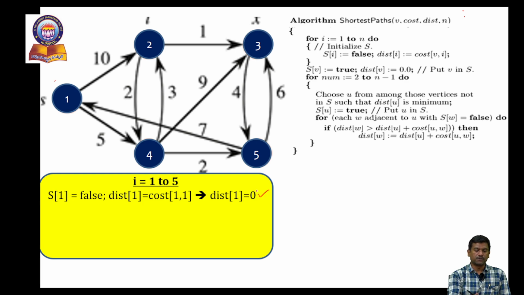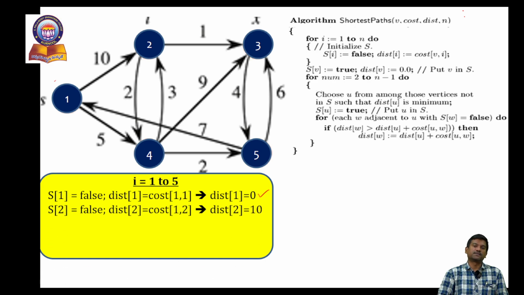Similarly, this process goes on for the next value of I. That is, s of 2 equal to false, because during the next iteration the I value becomes 2. So s of 2 equal to false, and distance of 2 equal to cost of v comma I. Since we have assumed v is equal to 1, because we are starting from the source vertex 1, distance of 2 equal to cost of 1 comma 2, as per the statement given in the algorithm: distance of I equal to cost of v comma I.